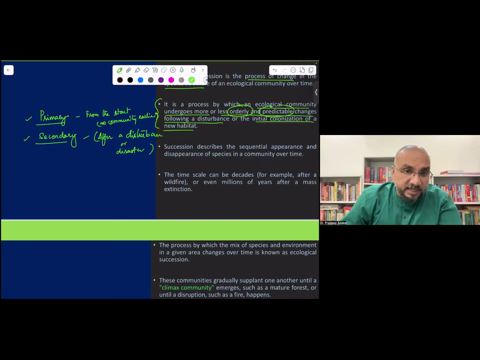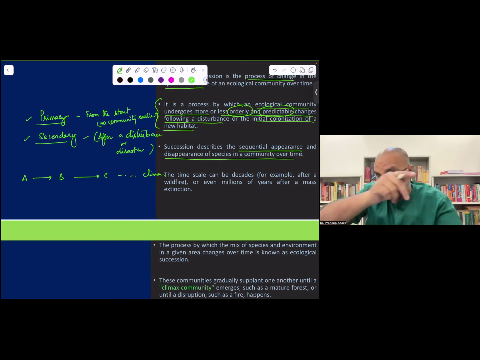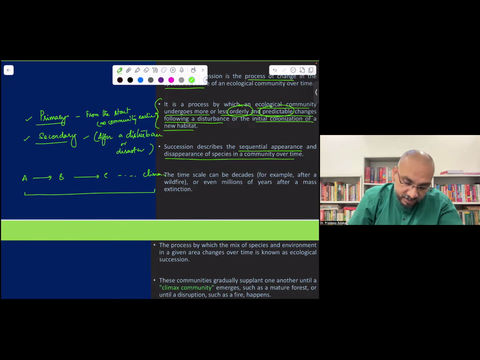Okay, so succession describes the sequential appearance and disappearance of species in a community over a period of time. You see, the first pioneer species A was replaced by another species B, it was replaced by another species C, and lastly you have a climax species. So one species is replaced by another species, and this sequential appearance and disappearance of species in a community will take a long period of time. So first species A will appear, it will disappear, and the area will be taken over by species B. It will be succeeded by species C.